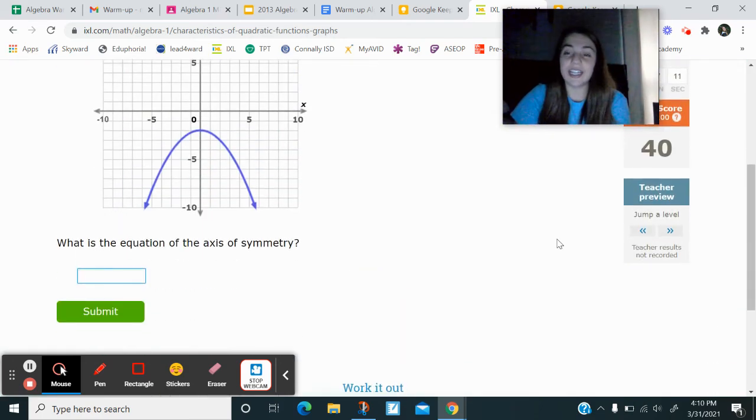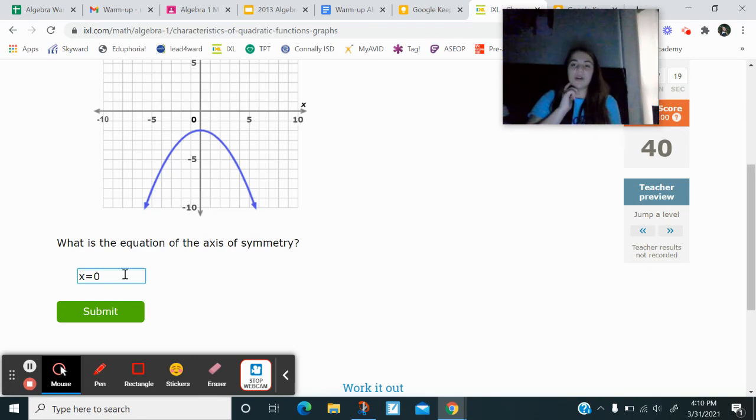Axis of symmetry. There we go. This is the line right in the middle here. This one is an easy one. It is x equals 0. So anytime you have an axis of symmetry question, you actually give an equation. Do not give an axis of symmetry and say 0, enter. Doesn't work, because that is a value, not an equation of a line. This is the equation of a line that goes straight up and down. That is the axis of symmetry of this graph, okay?